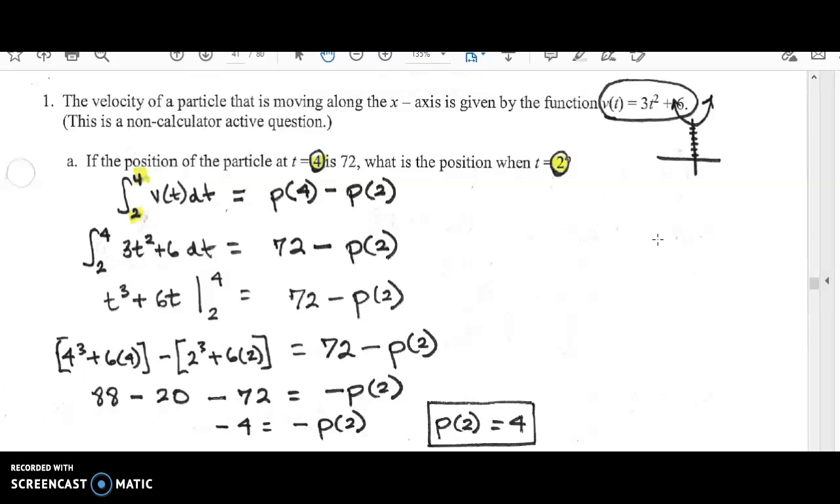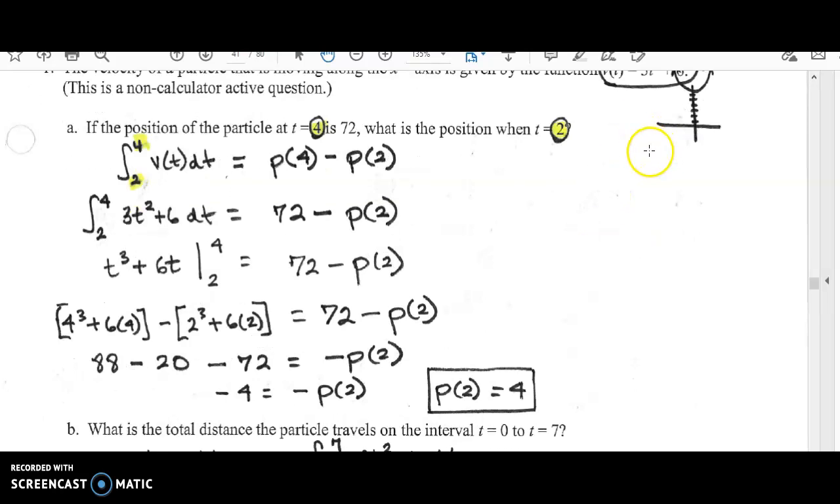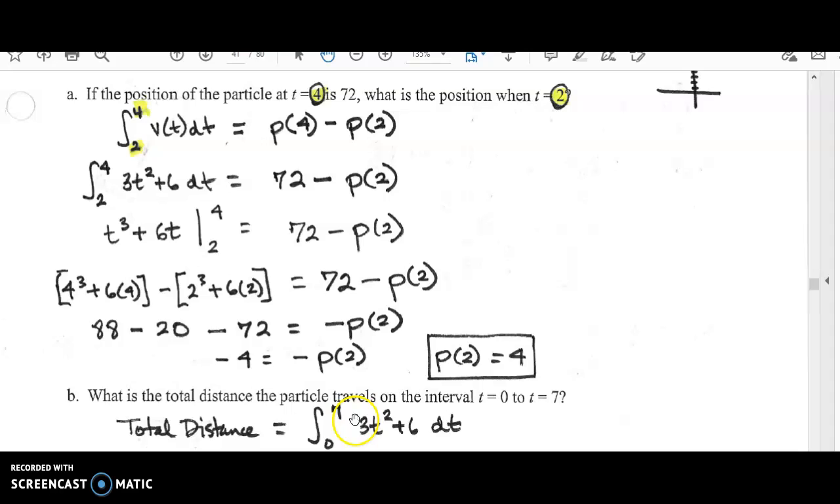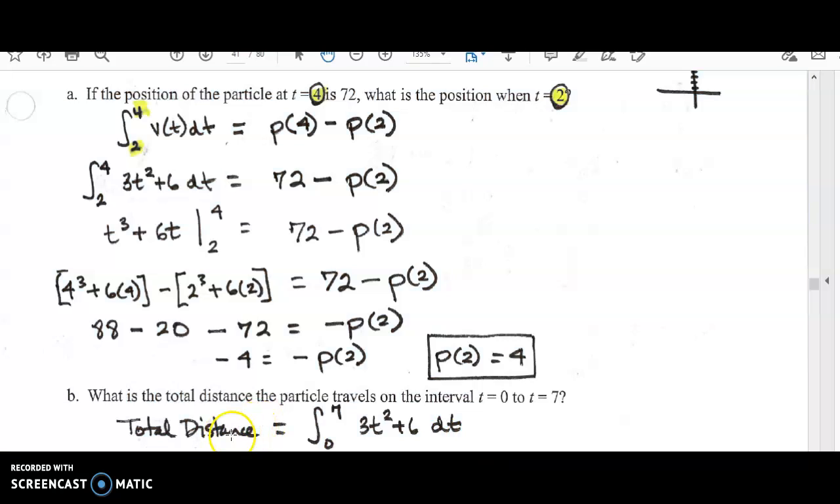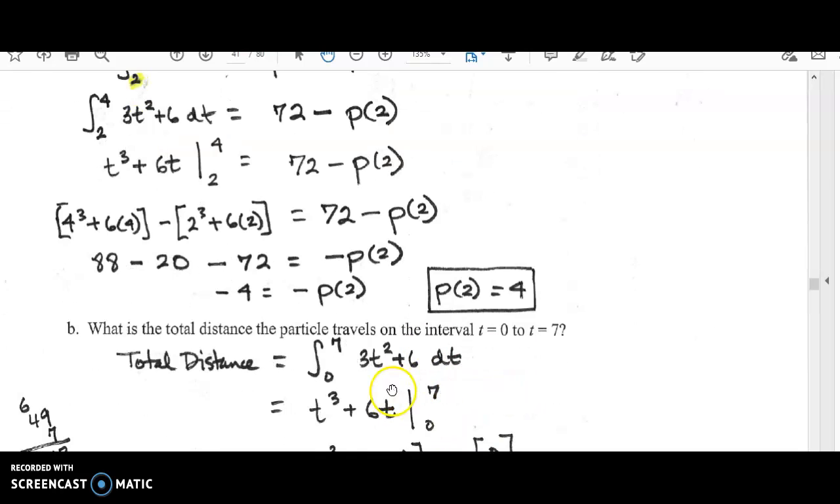Since the particle is never changing directions, as I get to the total distance traveled down here, we actually don't have to worry about the absolute value, because this value right here is always positive. So the total distance traveled in this problem will actually also equal the net distance in the problem. So anyway, we pretty much already worked through it. The only thing is now we have to find the antiderivative, which we already did up here. So I feel like I'm just repeating myself now.